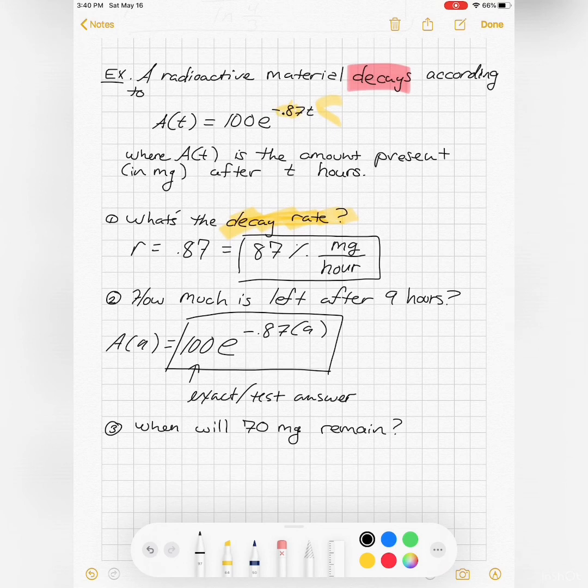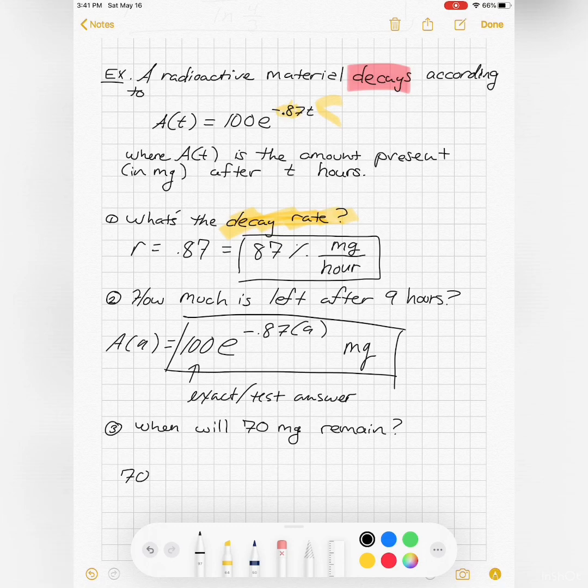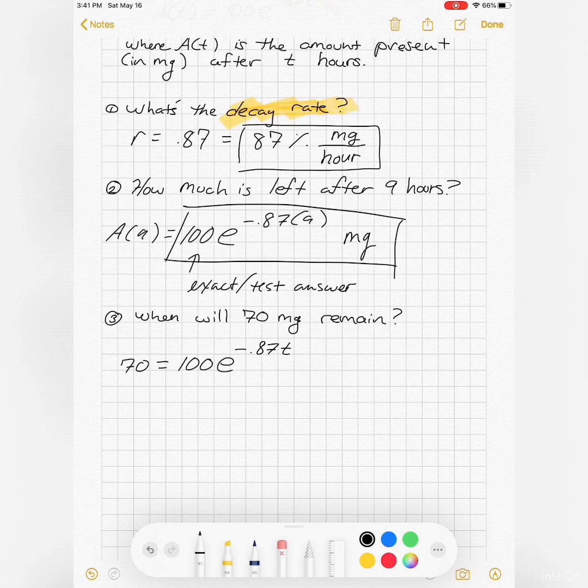When will 70 milligrams remain? Let's see. Make sure I put units on that. So I set the whole formula to 70. Solve for t. Divide by 100. Change to log form, so the exponent is the ln of the other side. Equals my t.